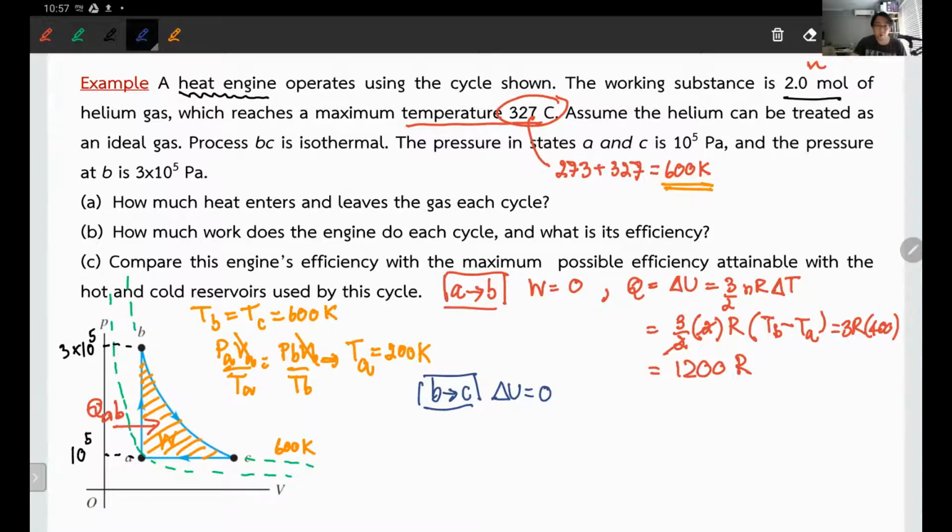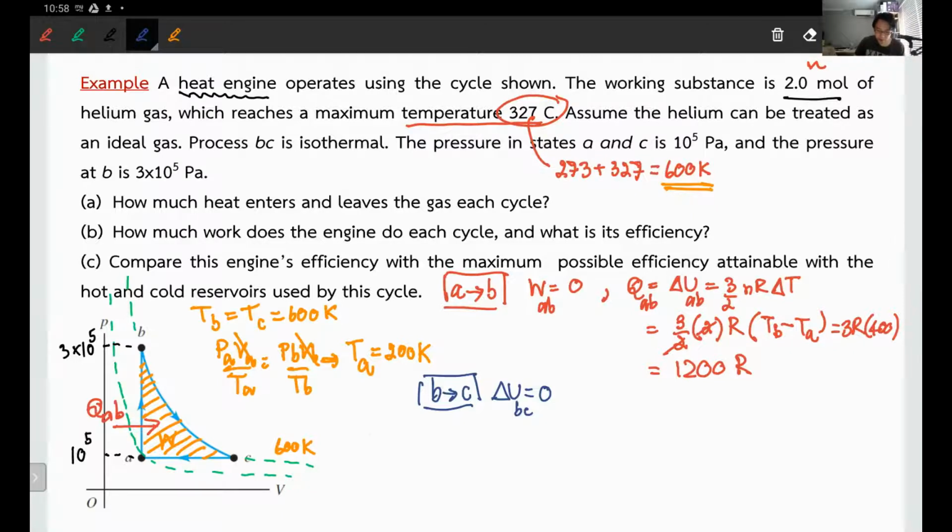Okay. So for this one, should I write a subscript here? I mean, it's going to look a little dirty. Yeah. Let me write a subscript so you guys won't get confused. Here we go. So over here is going to be delta U B to C. Nice. So delta U is gone because temperature does not change going from B to C. What else do you know?